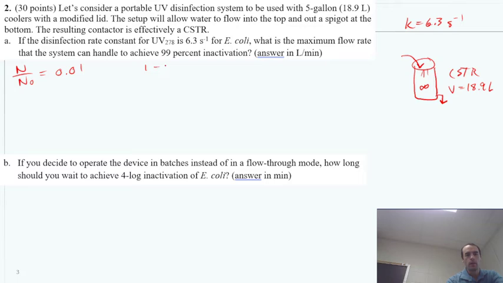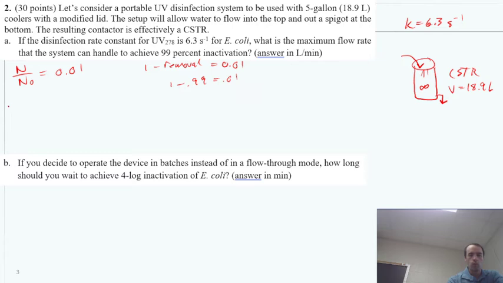So it's 1 minus removal would be 0.99, or excuse me, 0.01, right? That's 0.01. So the removal is 0.99. So 1 minus 0.99. Okay.